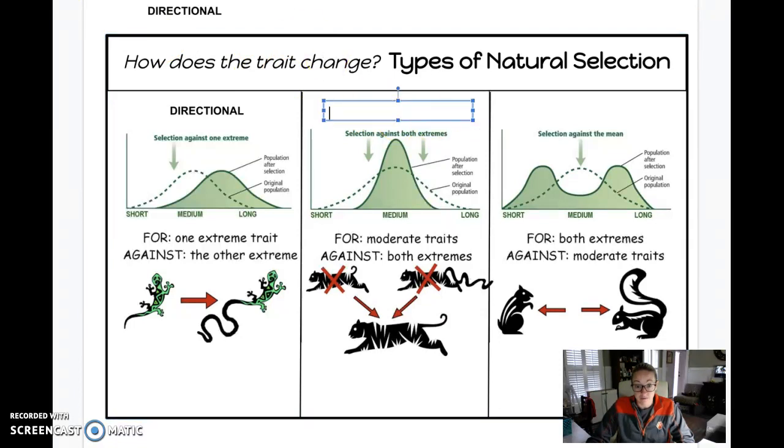And the next one, the one in the center, is where there is selection against both extremes, so we're selecting for the moderate trait, which is the average trait, and selecting against the extremes on the left or the right. So again, we're still looking at short, medium, long. And in this case, we're looking at tails on, I'm assuming those are supposed to be tigers. So it is best to have a medium length tail in this particular environment for the tigers. Tigers with short tails and tigers with long tails do not do well. Okay, so in an instance where we are favoring the intermediate, this is stabilizing selection.